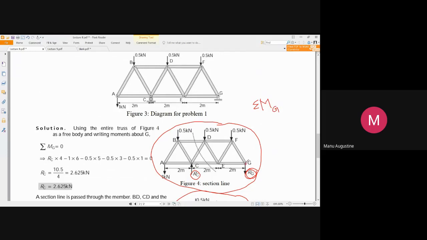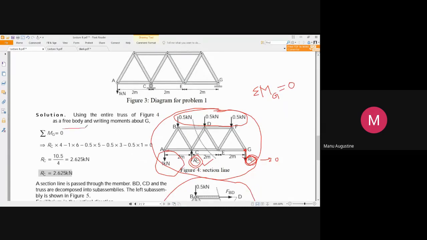Because if you take the moments about point G, since RG is passing through point G, the moment of RG will become zero. RG is not zero, but the moment of RG about point G will become zero. And if you take the moments of all the other forces, these are known forces, only one unknown force is there. So simply by applying one single equation, summation of M about point G equal to zero, you will be able to find the value of RC.